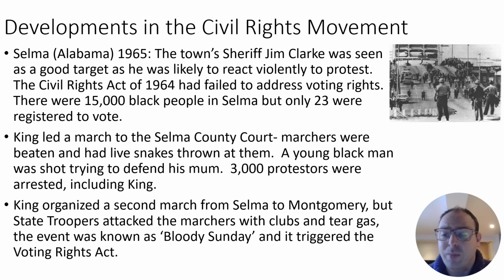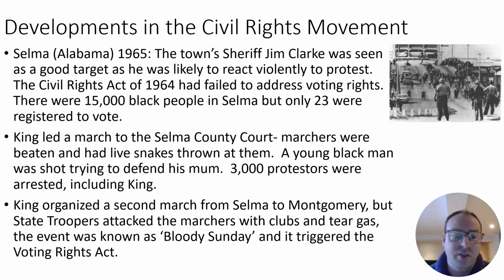One of the most famous events of this period happens in Selma, Alabama in 1965. The town sheriff, Jim Clark, was seen as a good target, similar to the targeting of Bull Connor in Birmingham, as they believed Jim Clark was likely to react violently to protests. The Civil Rights Act had passed, but it failed to address the issue of voting rights. Half the population in Selma, about 15,000 of a total population of 30,000, were African American, but only 23 African Americans were registered to vote.